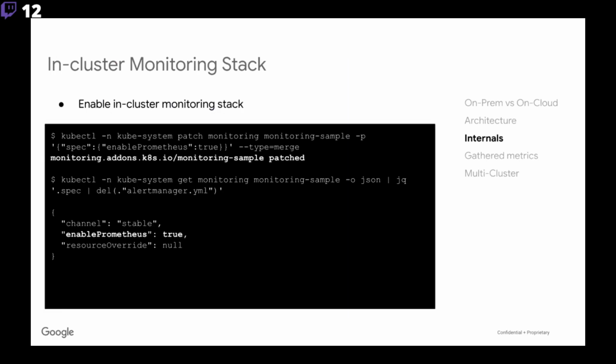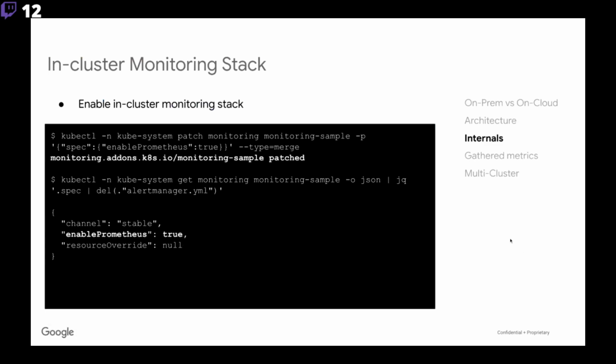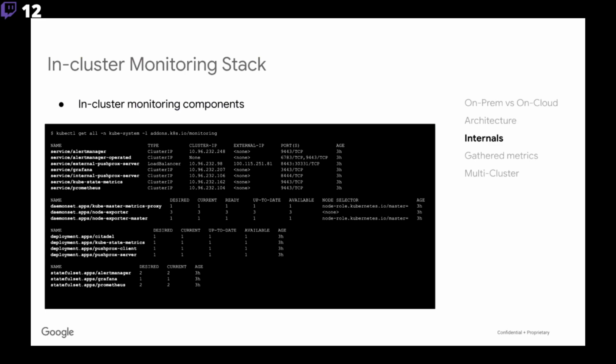Anyway. All right. So now the in-cluster monitoring stack is not enabled by default, which means you do have to patch it to turn it on, which is pretty much simply changing that little custom resource and enabling Prometheus. And once you do that, all these will show up.